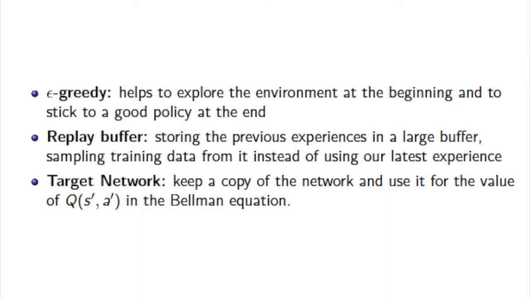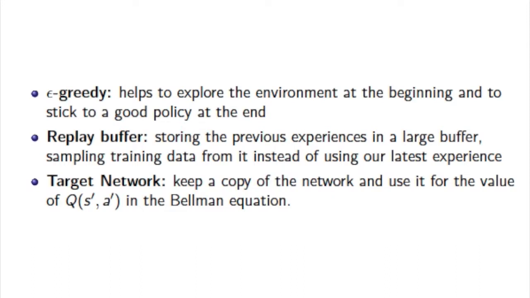Epsilon greedy exploration, which helps to explore the environment at the beginning and to stick to a good policy at the end. With probability epsilon, the agent is making random actions, and with probability 1 minus epsilon, the agent is making actions that will maximize the Q value. In our case, for example, we start with epsilon equal to 1, and as time passes by, the agent becomes more and more greedy, and we decrease the epsilon gradually to 0.02.